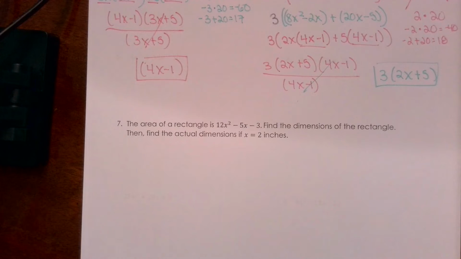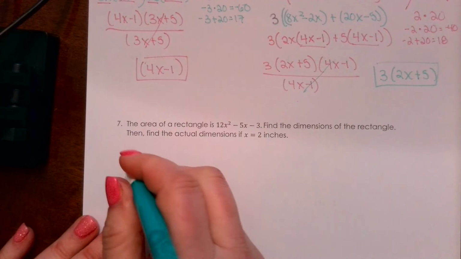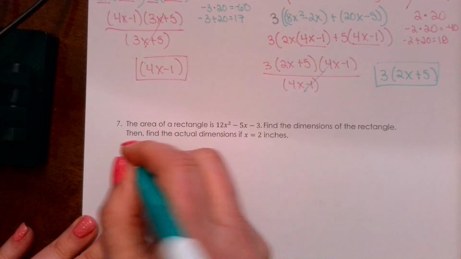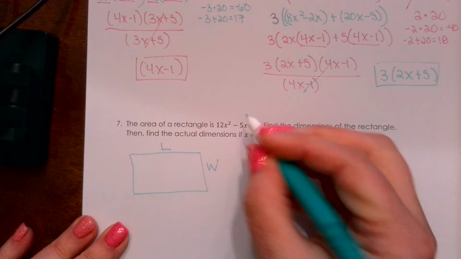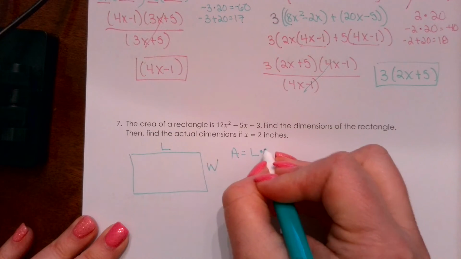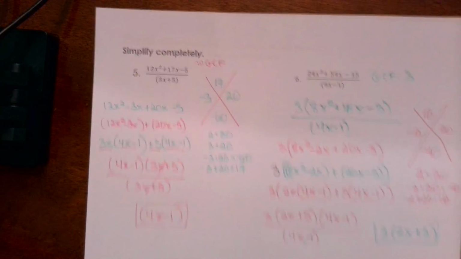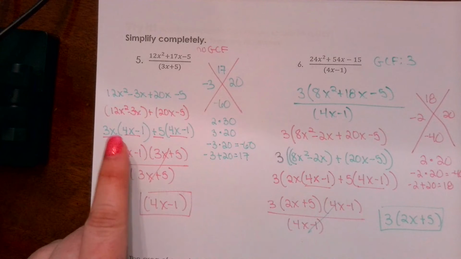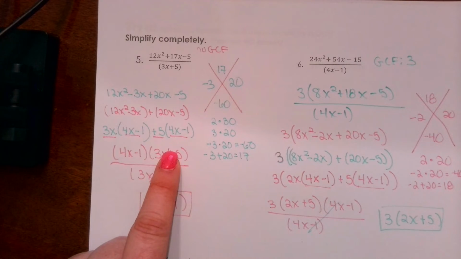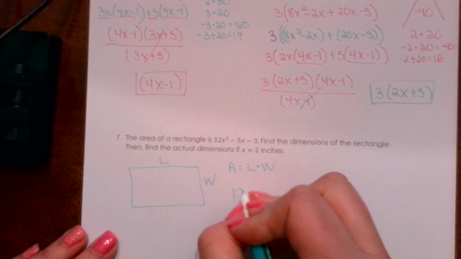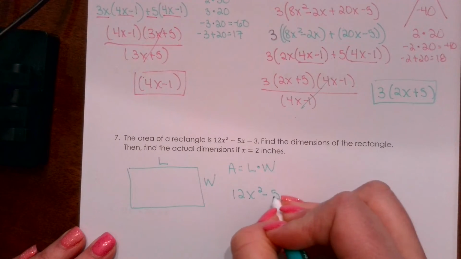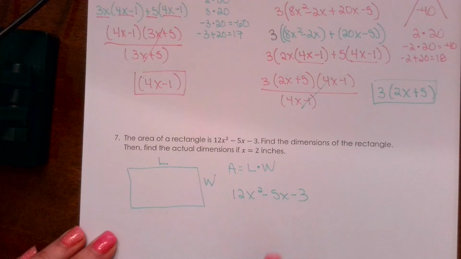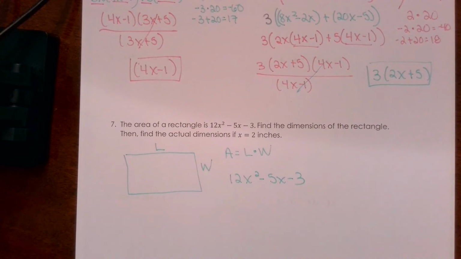Alrighty, last problem. We're back to the area of a rectangle. Remember, the area of a rectangle is the length times the width. And you can see that when we factor our binomials, let's just pretend it was just this numerator, we come out with a number, a binomial times a binomial, a length times a width. And indeed, that is what we're going to be doing with 12x squared minus 5x minus 3. We want to get binomial factors, and that will give us our dimensions of our rectangle.